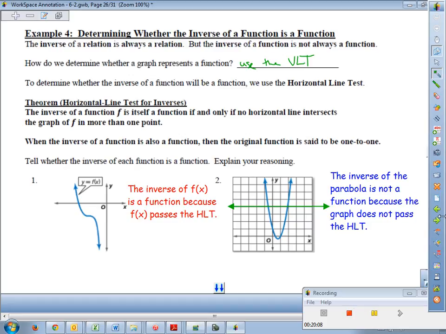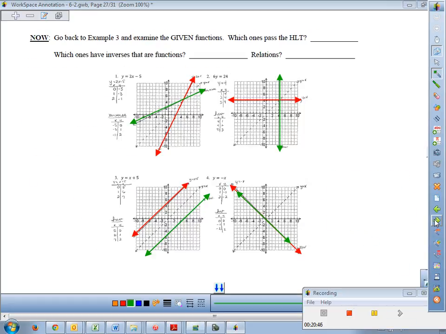That's the most difficult thing about this, what to write down or what to say. That graph was a function. Its inverse is not a function because the graph does not pass the horizontal line test. Nice?